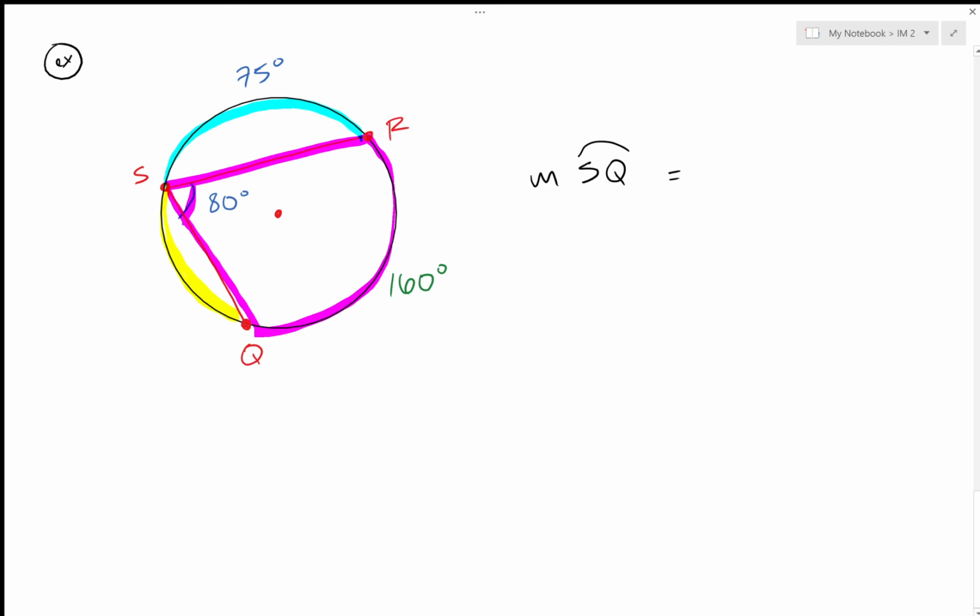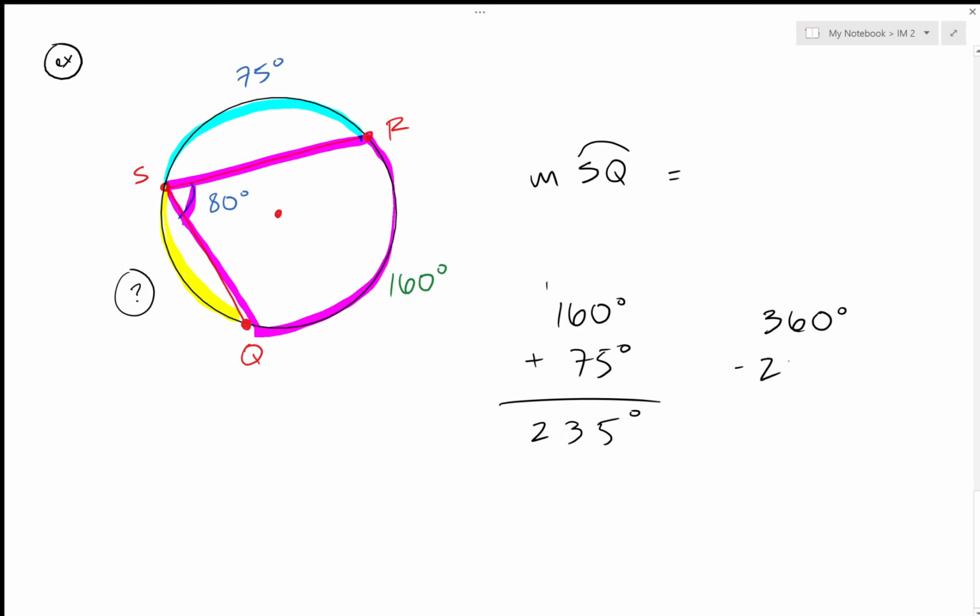And this looks similar to last time. I've got three colors on the outside of the circle. The yellow that I'm trying to find, the 75 is the blue piece, and 160 is the pink piece. I know the whole circle's 360, so we're going to add what we have. So that's a 5, that's a 3, carry the 1, 235. And then subtract that from 360, and that'll tell me how much that yellow piece is, how much is left. So borrow the 5, 1, 5, 2, 125 degrees.